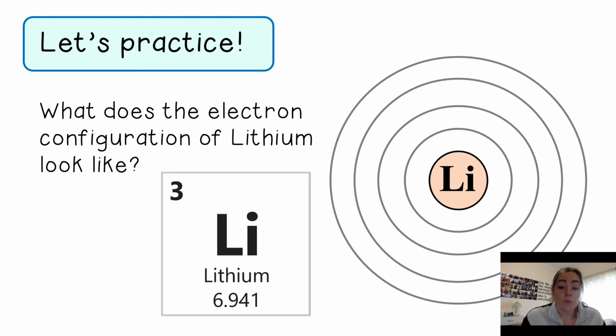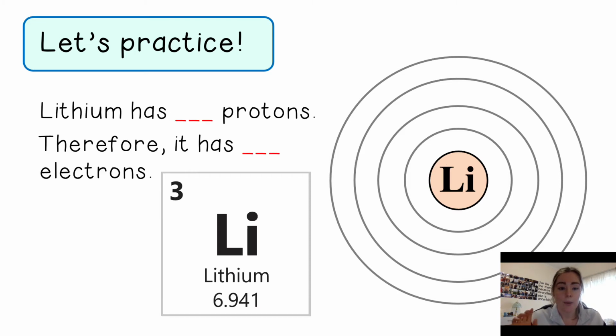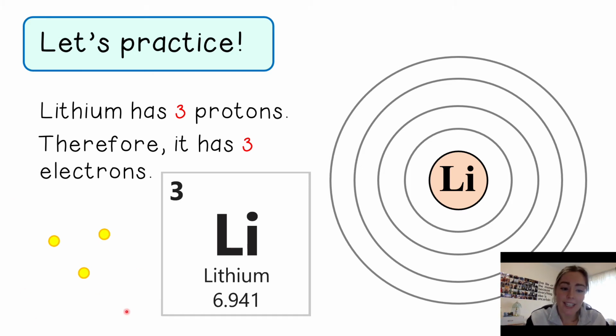For the element lithium, what does that electron configuration look like? Well, before we start this problem, how many protons does lithium have? I'm going to give you a second to answer. 3, and therefore it has 3 electrons. And I've added these little electrons here so that we can add them into the diagram.